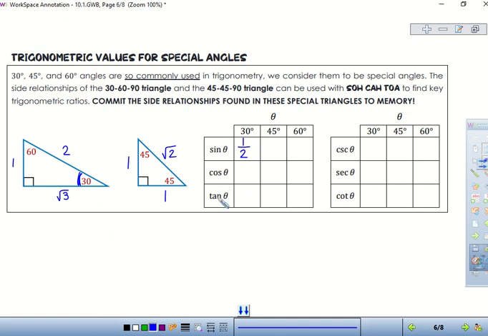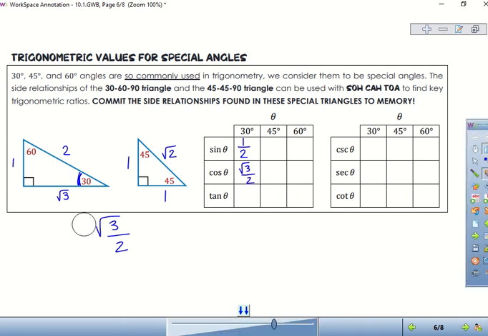Cosine is what over what? Good. So it would be radical 3 over 2. Oh, this one doesn't come out that way. That one's fine. Radical 3 over 2 is fine. There's one of them we'll have to rationalize. I don't know why I forgot it's not that one.